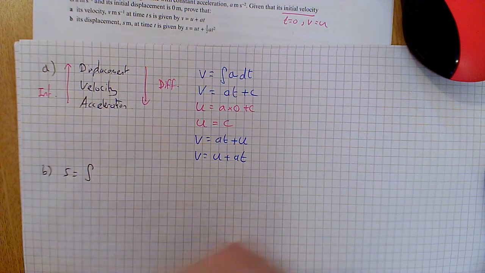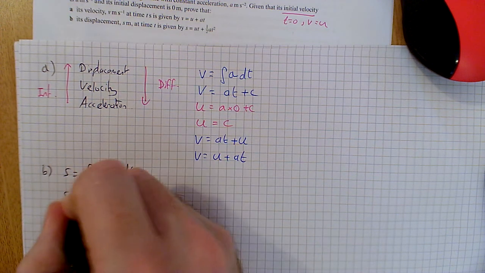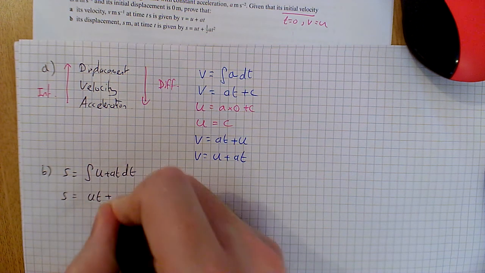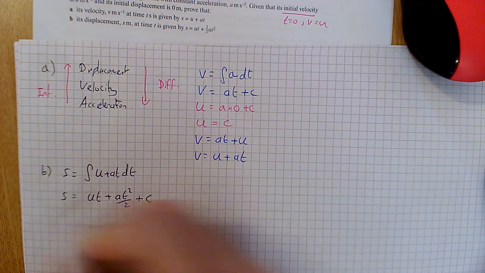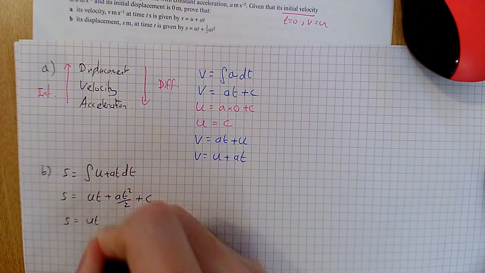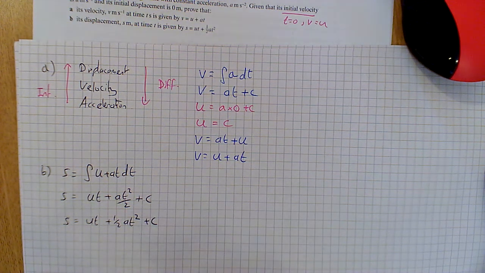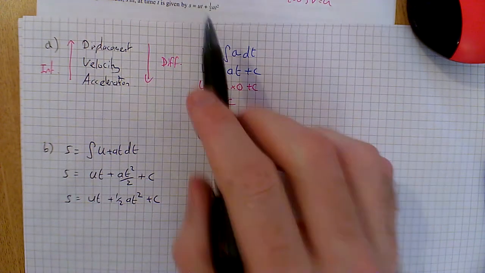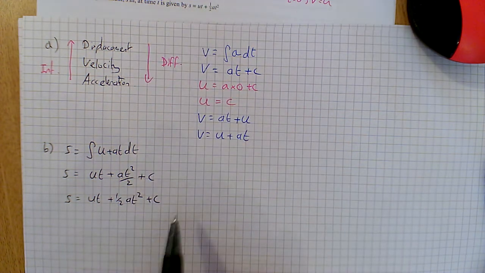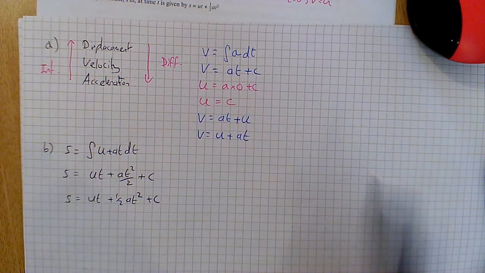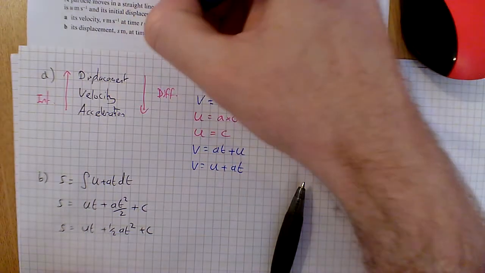So we're going to get s, which is the displacement, is the integral of u plus at dt. So this becomes ut plus at squared divided by 2 plus c, which again is ut plus a half at squared plus c, which is exactly what we want, except we've got a c on the end, right? So displacement at time t is given by s equals ut plus half at squared, but I've got this pesky plus c. So we go back to the question and we see there's some further information that tells us that the initial displacement is 0.